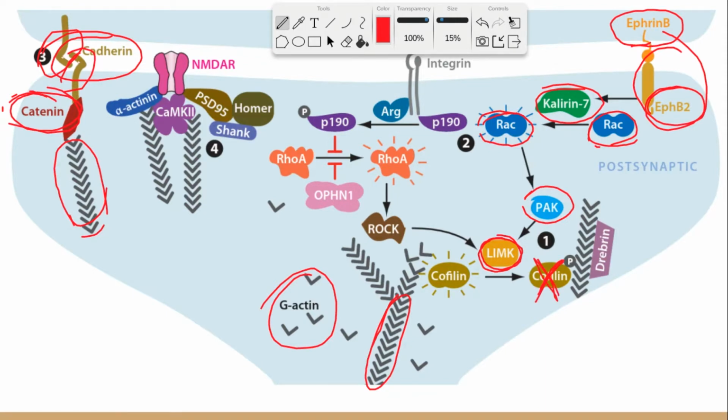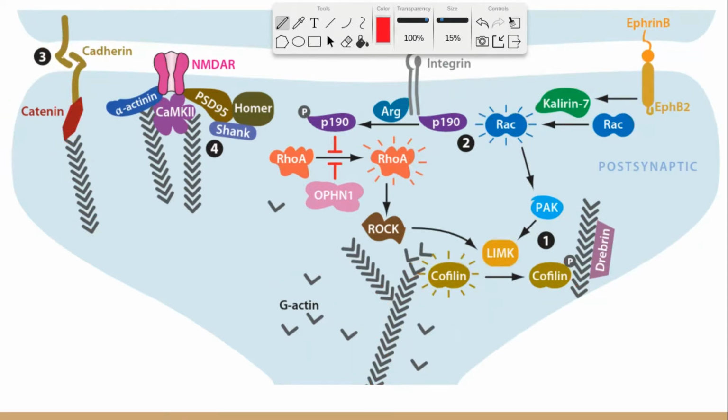So LIMK phosphorylates and inhibits cofilin. Cofilin, you might recognize as an actin-severing protein that cleaves actin. This is what cofilin normally does over here. Cofilin is cleaving F-actin and promoting G-actin. That's what cofilin normally does.